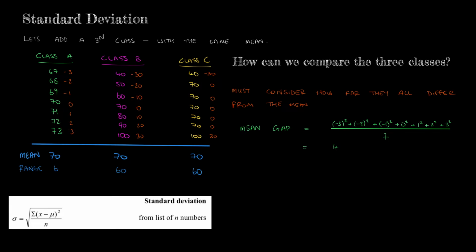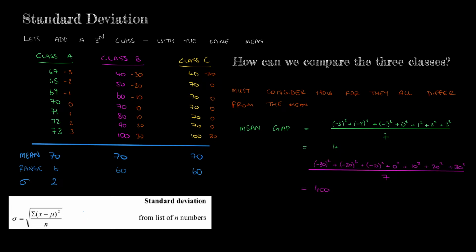Now, the only thing is, I squared all of these here. So when I get my final answer, I need to get the square root to get it back to what it should be. So if I got the square root of 4, the standard deviation for the first one will be equal to the square root of 4, which is 2.